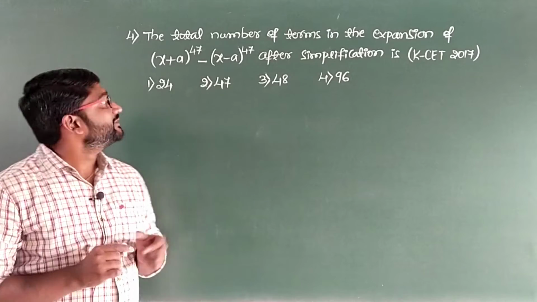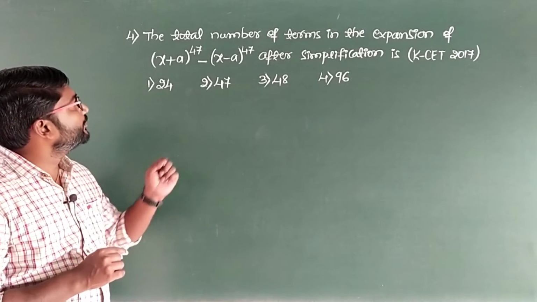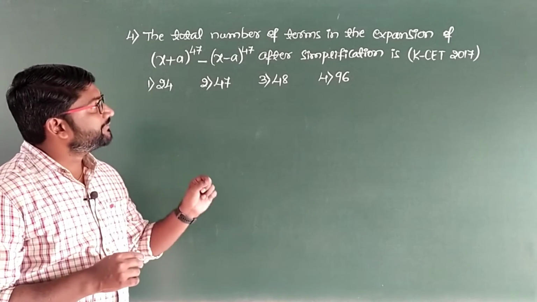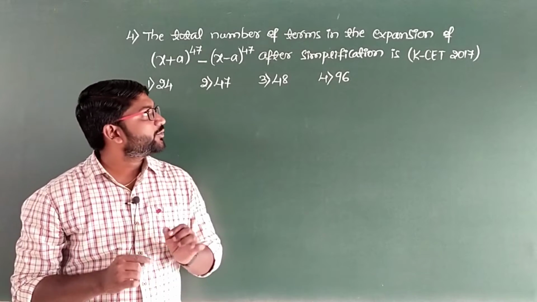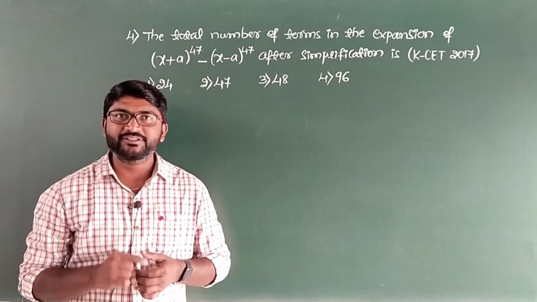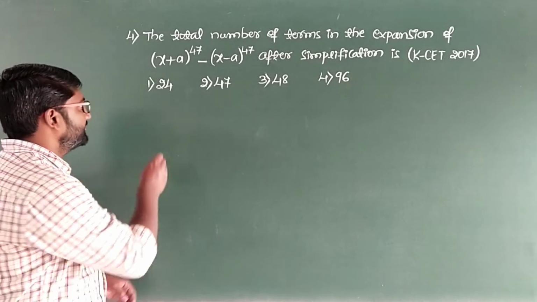Well, the next question, it is the total number of terms in the expansion of x plus a whole to the power 47 minus x minus a whole to the power 47 after simplification is, and the four options are 24, 47, 48 and 96. This question was given in Karnataka CET 2017. So let us go ahead with the solution.